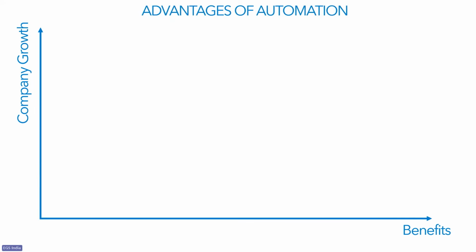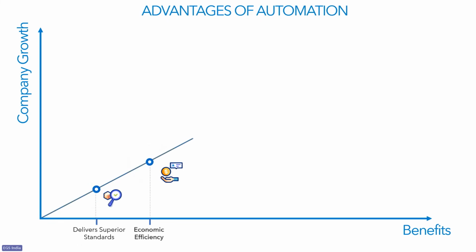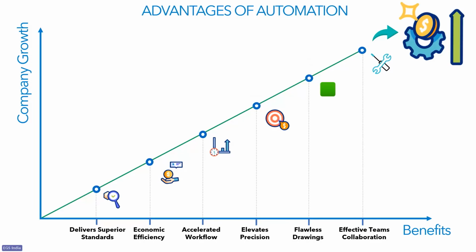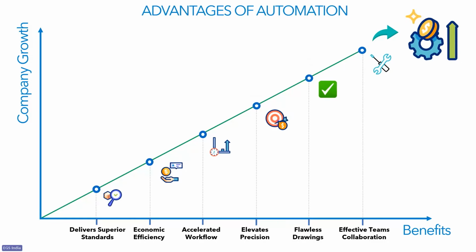Now, the advantages of automation, in summary, are that you deliver superior products adhering to standards. You get economic efficiency of the processes, and your cost comes down. Accelerated workflows elevate the precision in your organization in terms of achieving the goals and targets. Flawless drawings can be developed and released. What went wrong and what went right can be easily taken and automated as a part of your knowledge-based engineering activities in the organization, and it empowers effective collaboration between teams in the organization.